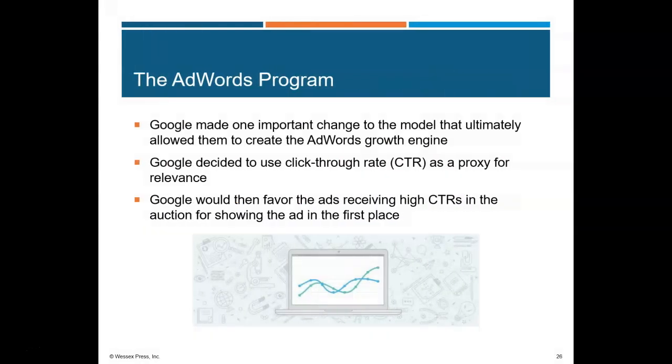The AdWords program. Google made one important change to the model that ultimately allowed them to create the AdWords growth engine. Google decided to use click-through rate as a proxy for relevance. Google would then favor the ads receiving high click-through rates in the auction for showing the ad in the first place. So whoever gets more CTRs is provided the first place on the SERP, search engine results page.